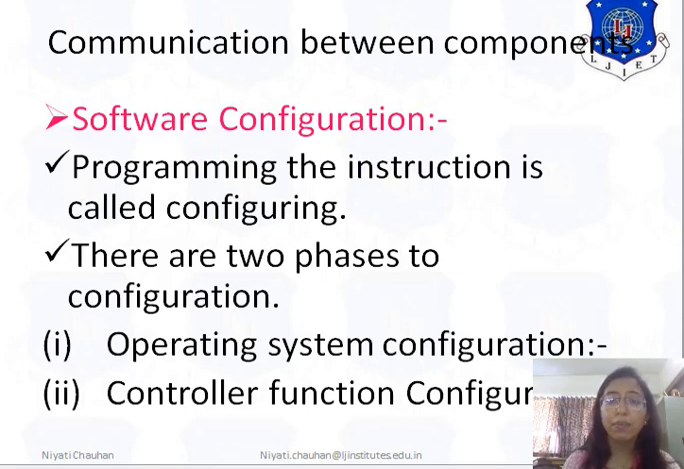Software configuration. Programming the instruction is called configuring. It means when we apply a set of instructions in the form of a program in DCS, it is called software configuration. There are two phases to configuration. First, operating system configuration, and second, controller function configuration.